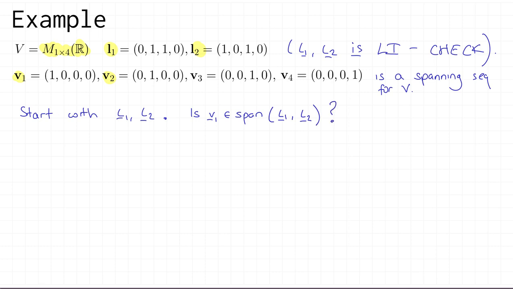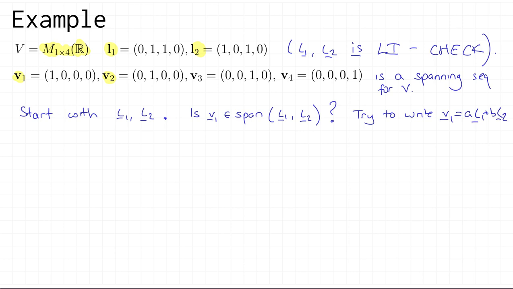Okay, we have to work this out. So we should simply see if this is possible. The span of L1 and L2 is the set of all linear combinations of L1 and L2, so all things of the form A times L1 plus B times L2. And we just want to know, is v1 in that span? So in other words, we're asking, can we write v1 as A L1 plus B L2?